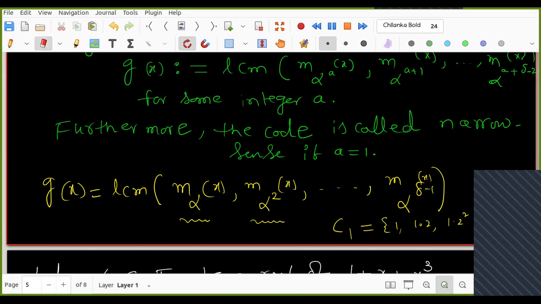That's why we are taking the LCM. But if they are distinct, you are correct. Their GCD is exactly 1 because they are irreducible factors, right? So that is the beauty of these BCH codes.